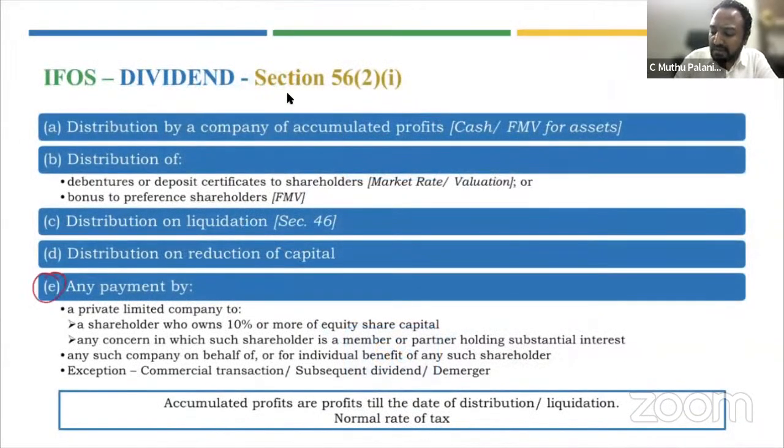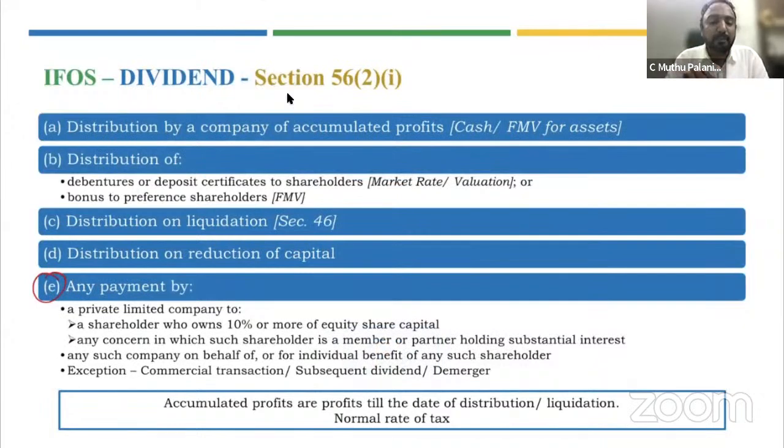The fifth point alone is any payment by a private limited company to a shareholder who owns 10% or more of equity share capital, or any concern in which a shareholder is a member. So basically, a private limited company is giving to one of the shareholders who's owning more than 10% in the form of a loan or something, but otherwise this would have been dividend. So in such cases, it will be treated as deemed dividend.